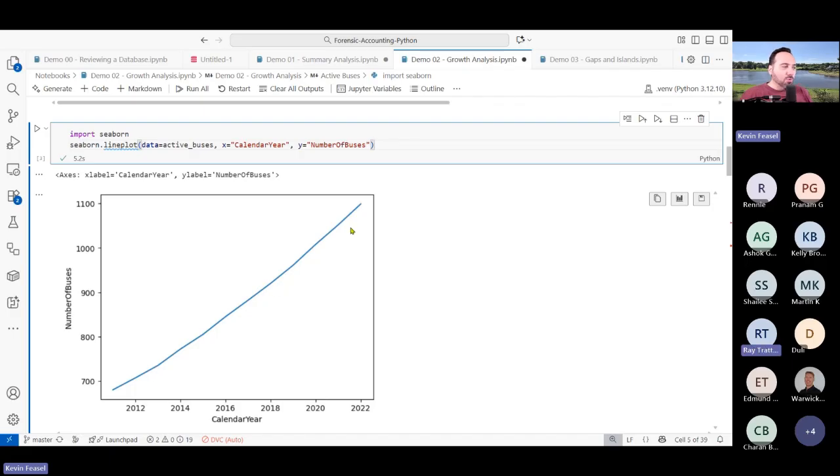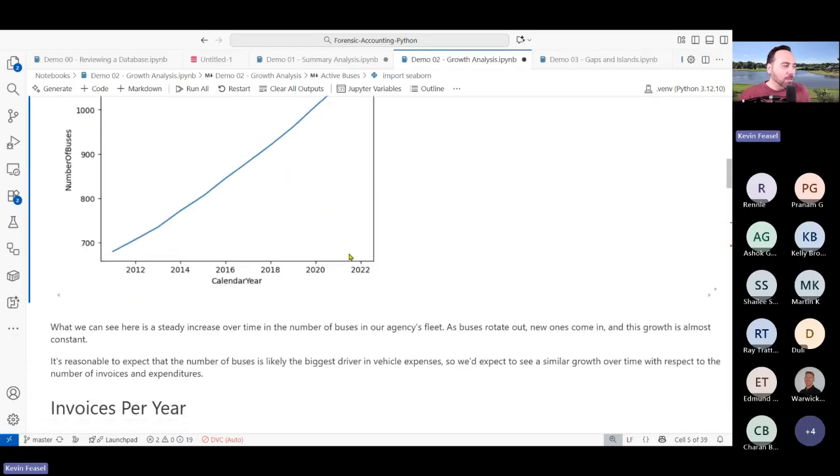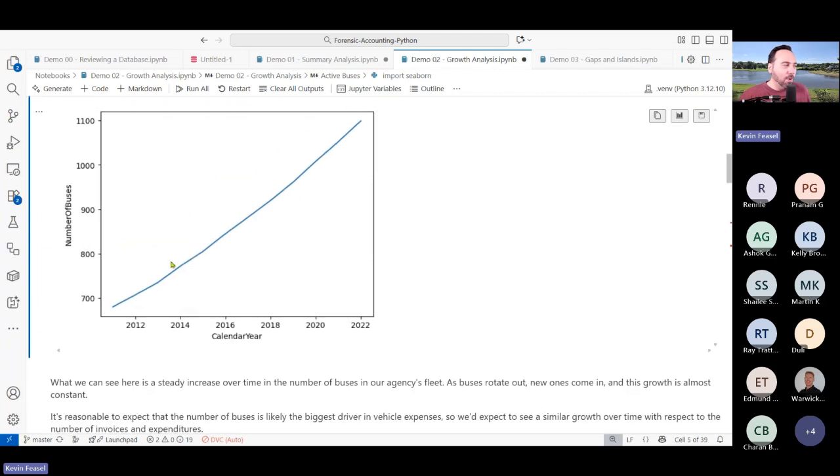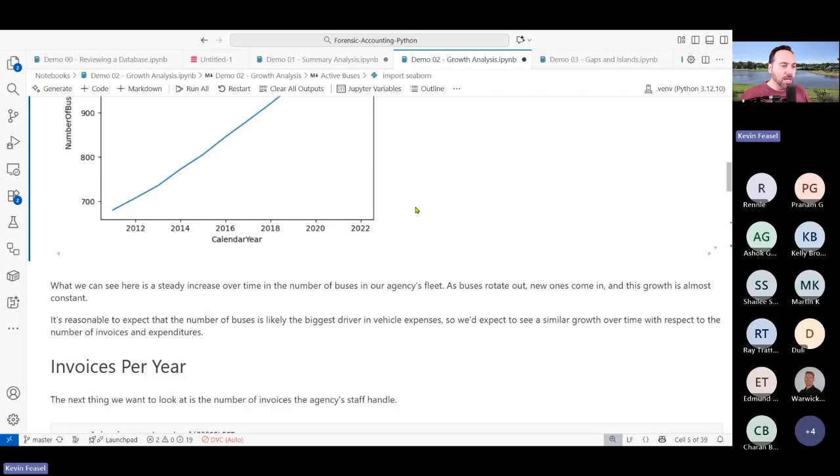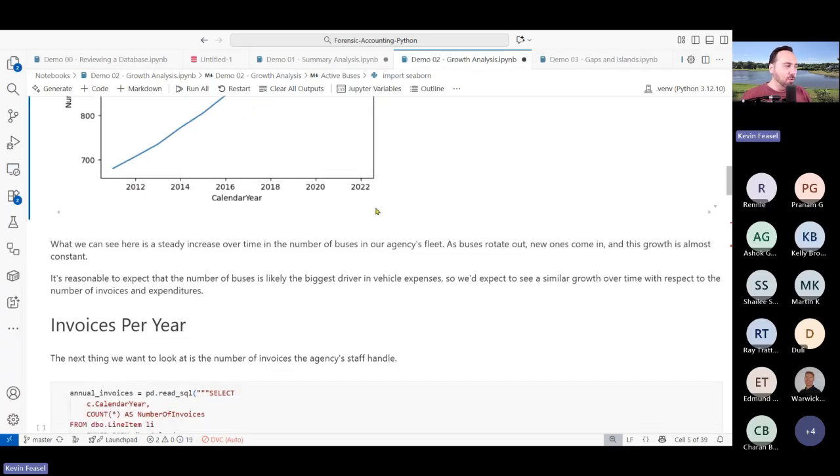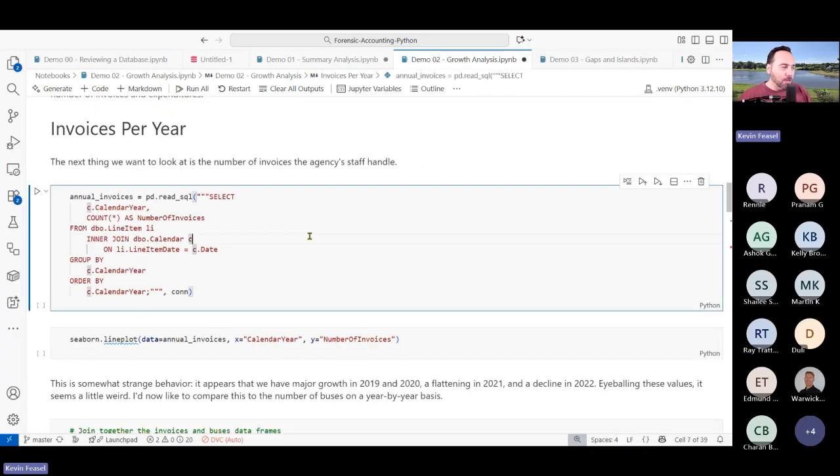We see roughly a straight line. That's kind of what I like to see. I like to see straight lines. So everything looks pretty solid there. It looks like they are regularly bringing new buses into service. And as buses rotate out, we have new ones coming in. So no big deal. Now, invoices per year.